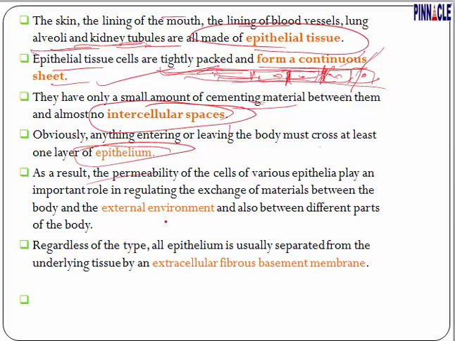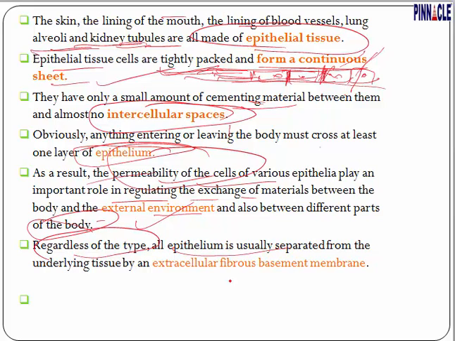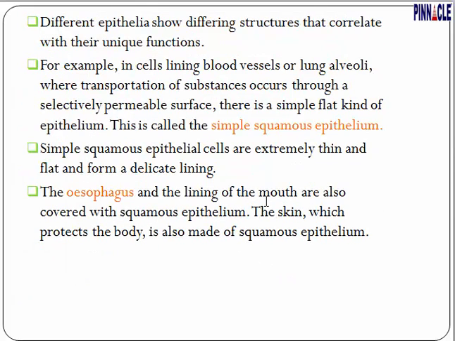As a result, the permeability of the cells of various epithelia plays an important role in regulating the exchange of material between the body and the external environment, and also between different parts of the body. It is the permeability of the cells that keeps separate environments, and exchange of material takes place through regulation. Regardless of the type, all epithelium is usually separated from the underlying tissue by an extracellular fibrous basement membrane. Through this, the epithelium is separated from the inner part.